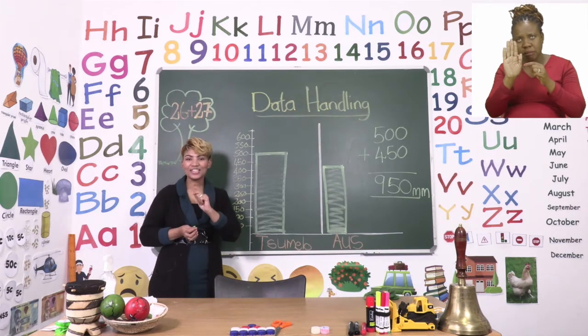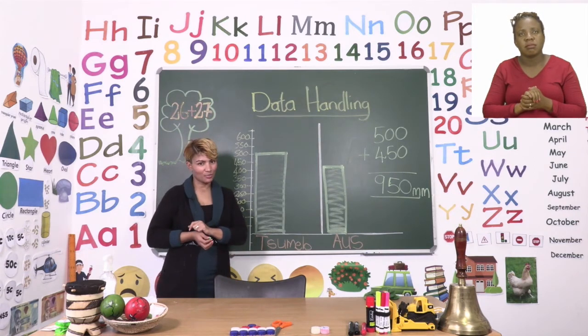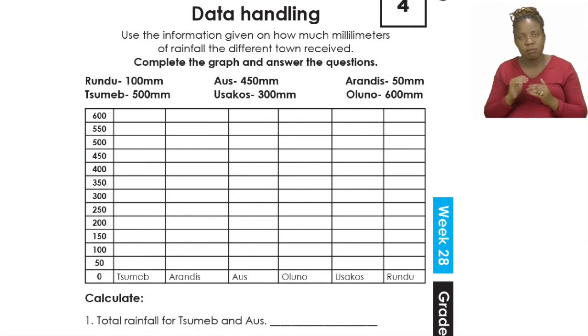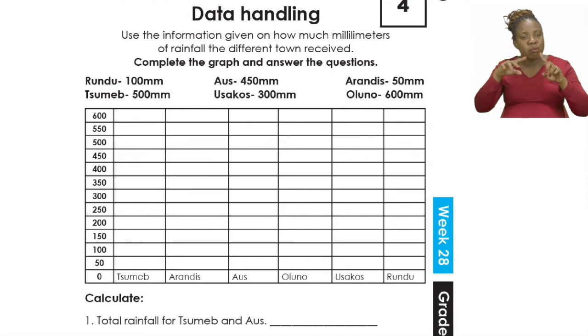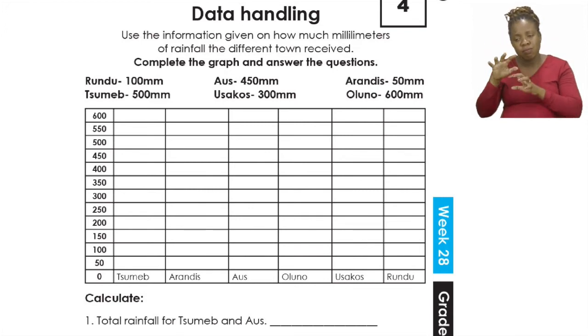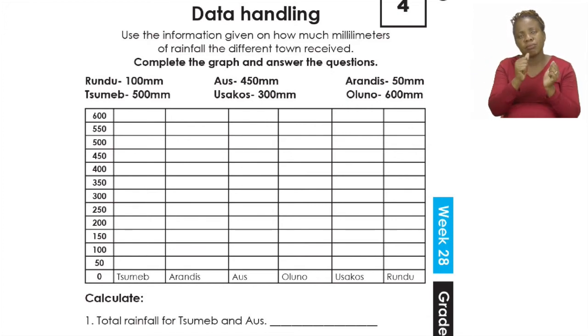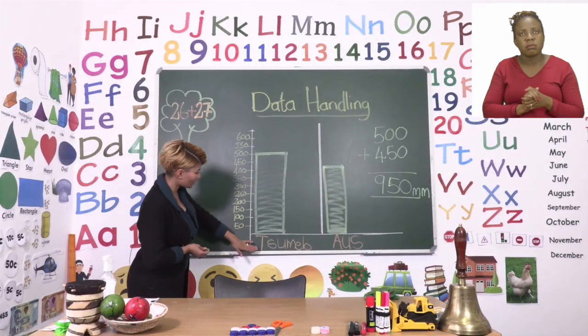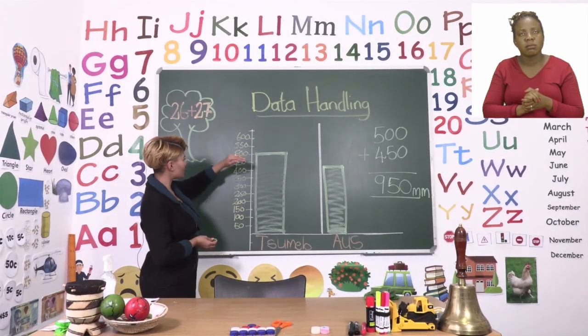Now, let's quickly look at the questions at the bottom. The first question, we have to calculate the following. Number 1, the total rainfall for Chumeb and Aus. Right. The total rainfall for Chumeb and Aus. Now here on the board we have our measurements already. So now you can go ahead and look how much rain was received in Chumeb.